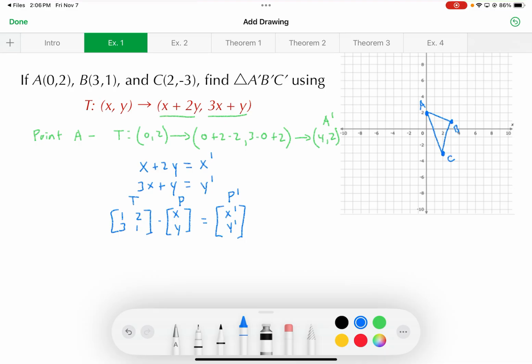Okay? So I could use this to insert any coordinates I want for P to get P prime. All right, so let's do it again for A, using this. So I've got T, and now I'm going to make this the specific point of A with coordinates 0, 2. A 2 by 2 times a 2 by 1 is going to create a 2 by 1. So if I go first row with first column, 1 times 0 is 0, added with 2 times 2, I'll get 4.